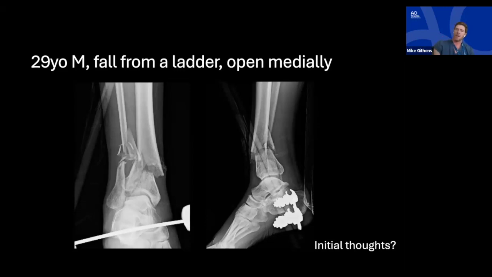So that patient ended up with a revision external fixator on day one when they showed up, with repeat debridement and irrigation. The medial wound didn't need a flap, thankfully.